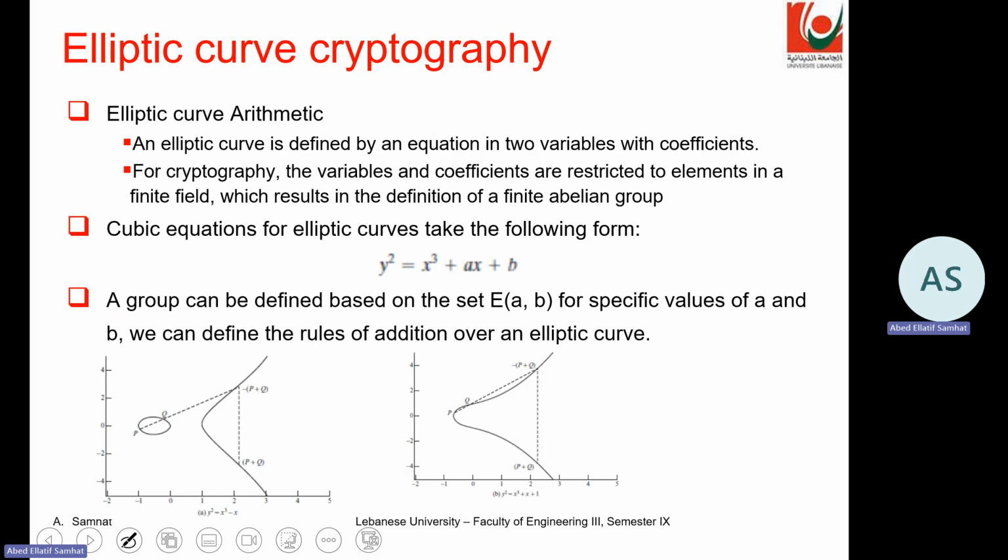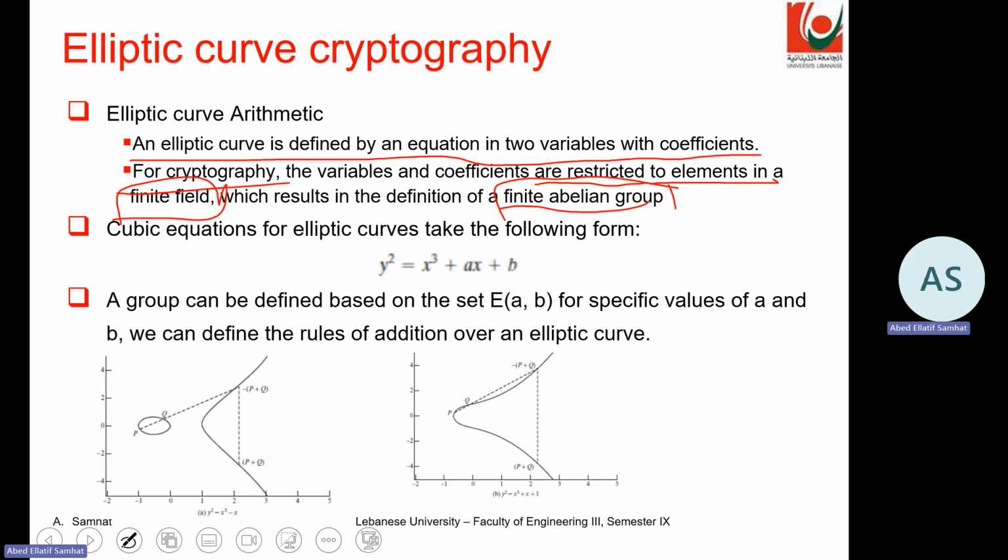So the elliptic curve, generally, is defined as an equation in two variables with coefficients, a simple elliptic curve, you know it. And for cryptography, the variables and coefficients are restricted to elements in a finite field. We are always working in a finite field. And the result is a finite abelian group. You know that.